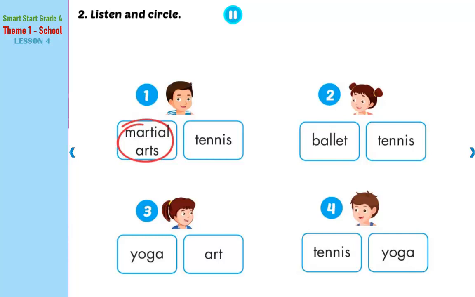2. What about you, Lily? Where are you going? Oh, I'm going to ballet class. 3. What about you, Lucy? Me? I have art class. 4. What about you, Peter? Where are you going? I'm going to tennis lessons.